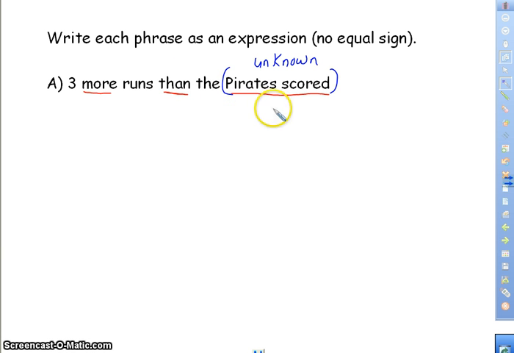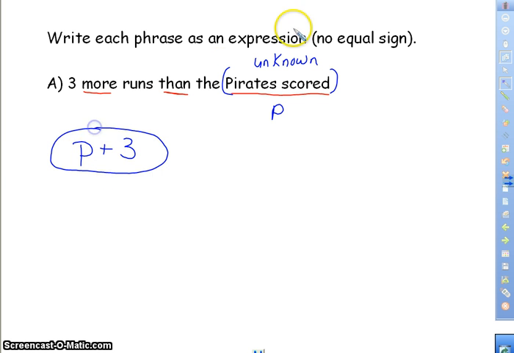You can choose whatever letter you want. I'm going to choose P for Pirates. Then I'm doing 3 more runs than the Pirates scored. So whatever the Pirates got, these other people, we don't know who they are, got 3 more. So when it's more than or less than, you are taking that number and you're either adding it or subtracting it from the second number in your sequence. And this is my expression, this is my answer. I do not put an equal sign because it is an expression. So there will be no equal sign in my answer. Therefore, I'm not looking for an is or an equal or an equal to in my problem.